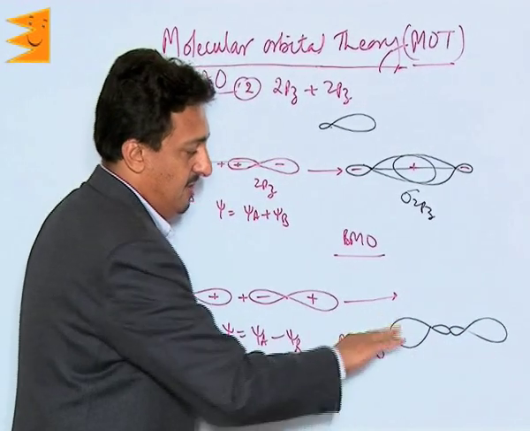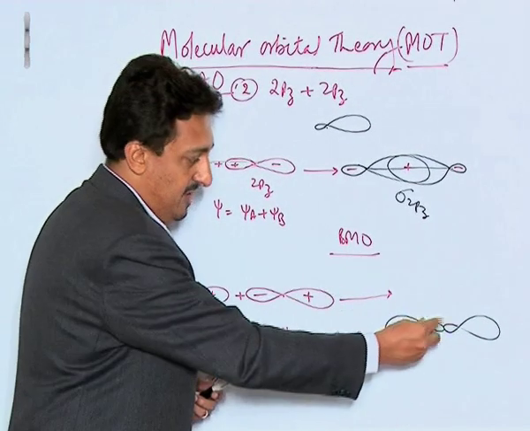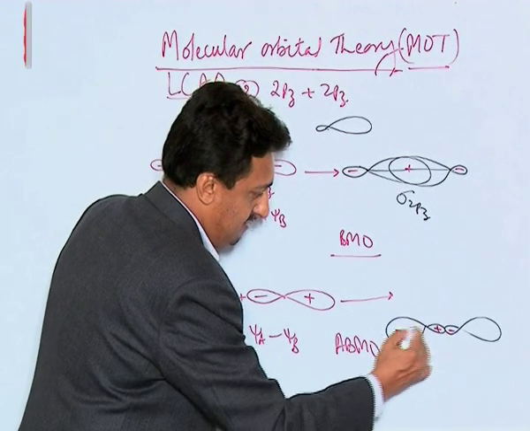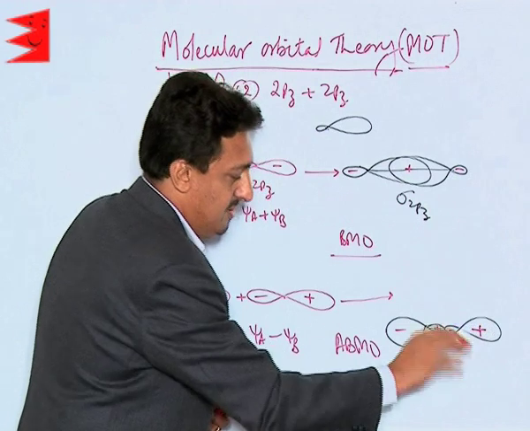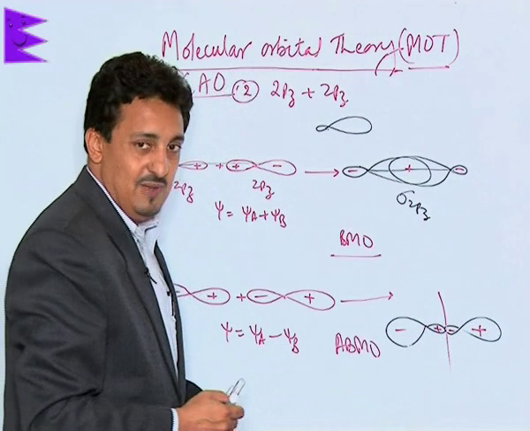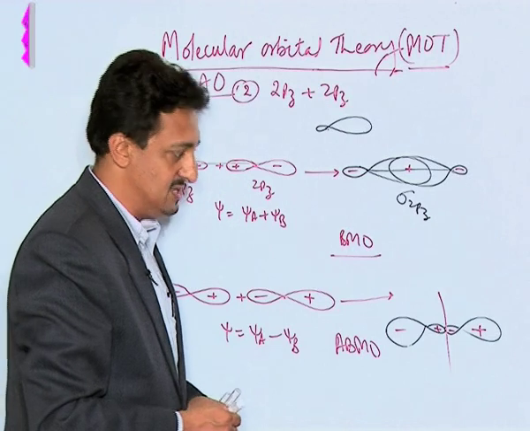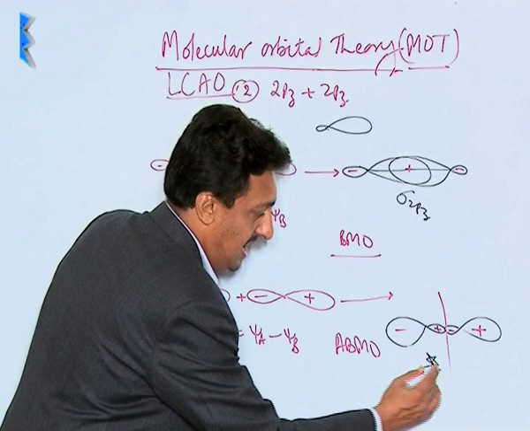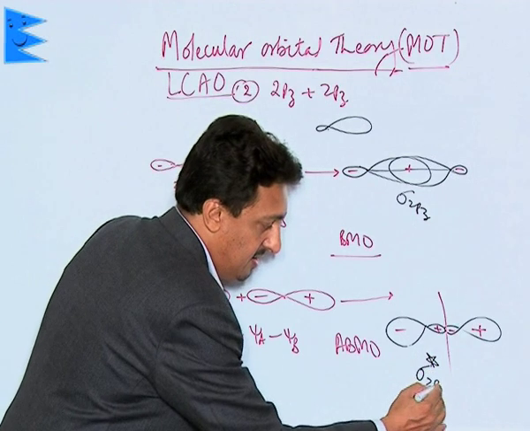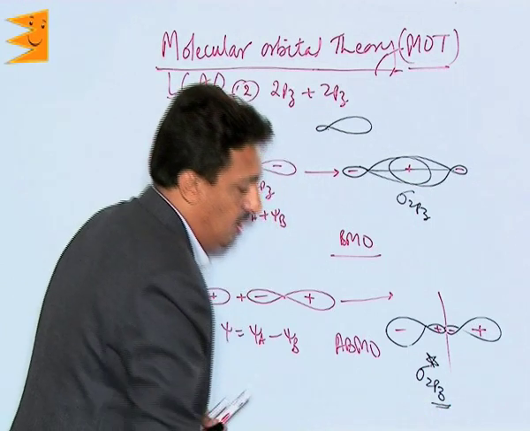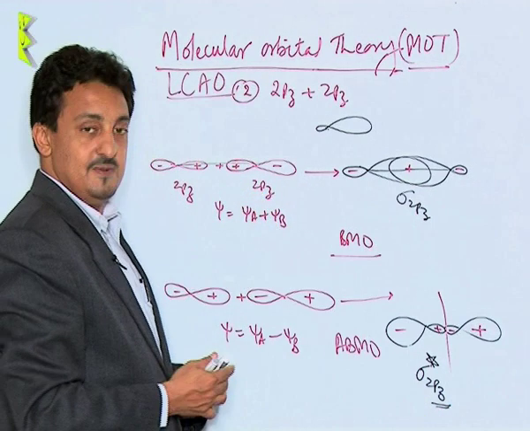Now the bigger lobes are on the other sides, smaller lobes are towards each other, and the charges are plus, minus, minus, plus. So almost no extent of overlapping. This red line indicates a nodal plane where the possibility of finding the electron is 0, and we will call these sigma star. Star indicates antibonding. Sigma star antibonding molecular orbital formed by the overlapping or mixing up of 2pz.